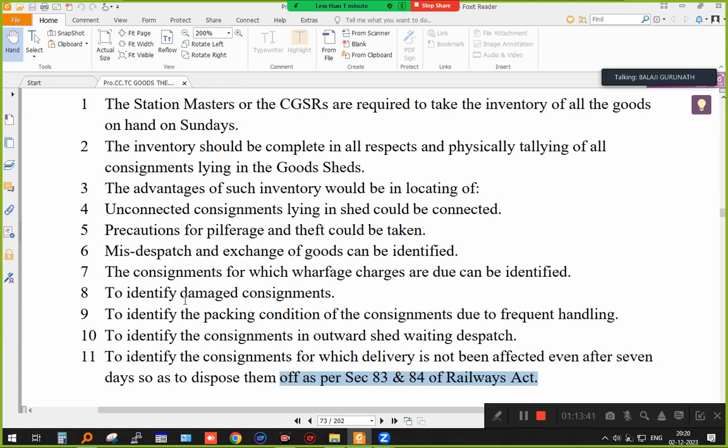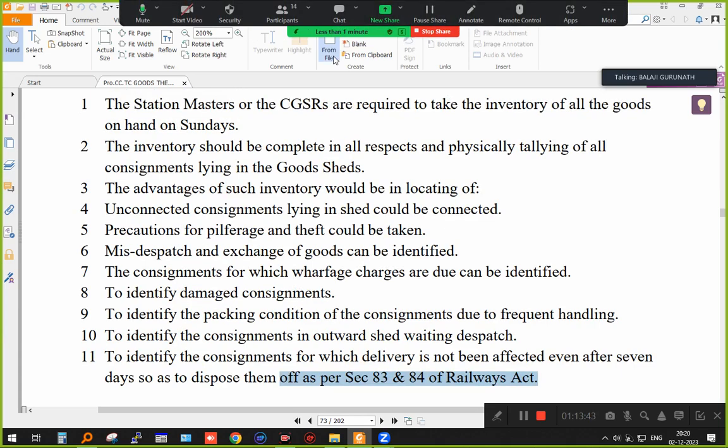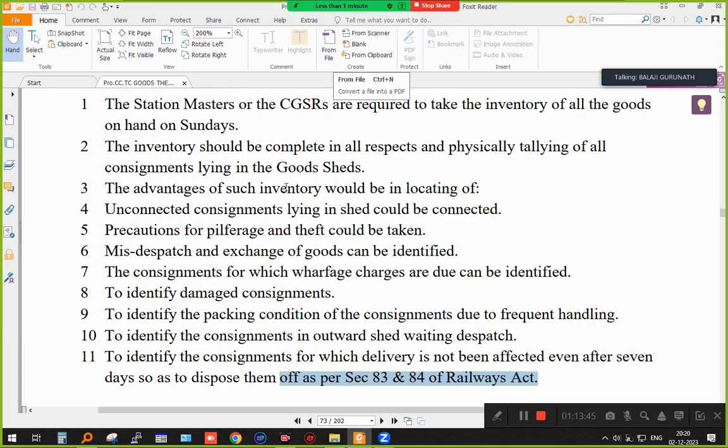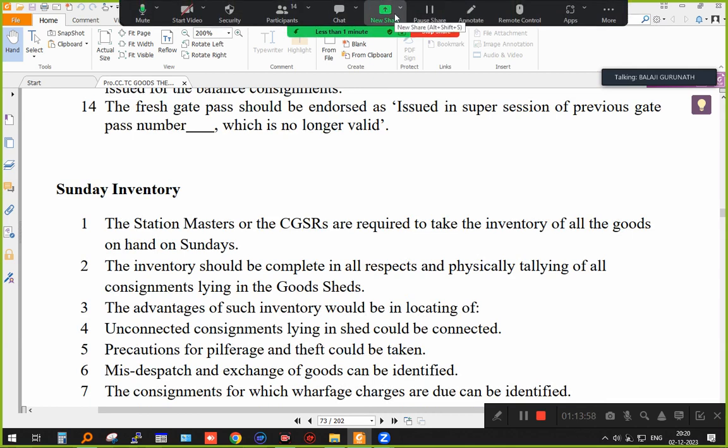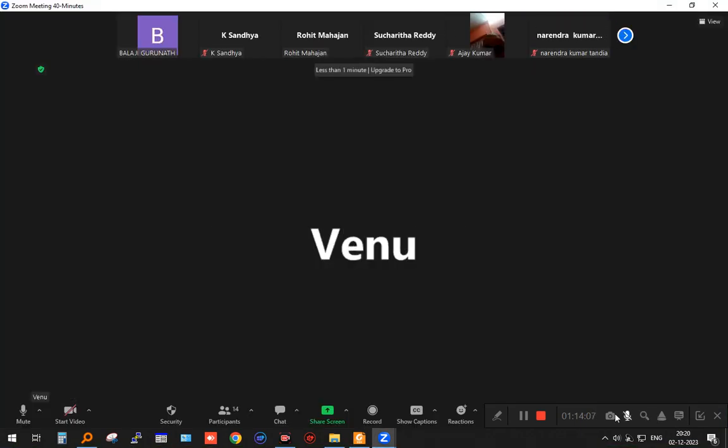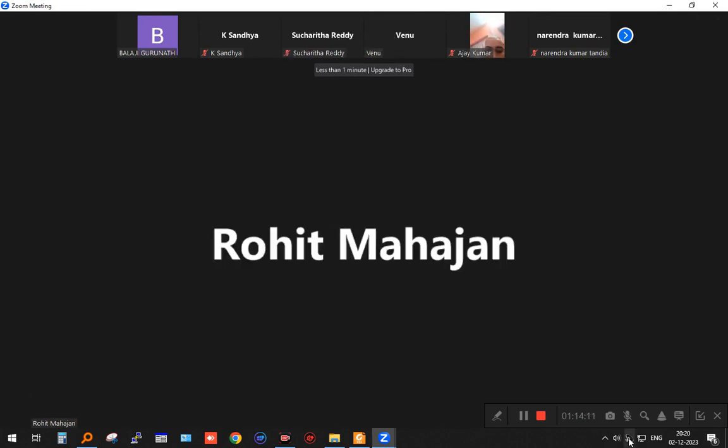Anybody has any doubts? Only 1 minute is remaining. I'll open a new class, new window, but shall we go ahead or not? We will decide in that window. I'll take questions in the next window. Okay, I'll close this session and come back. Yes, sir. Come to the new window. I'll close here.